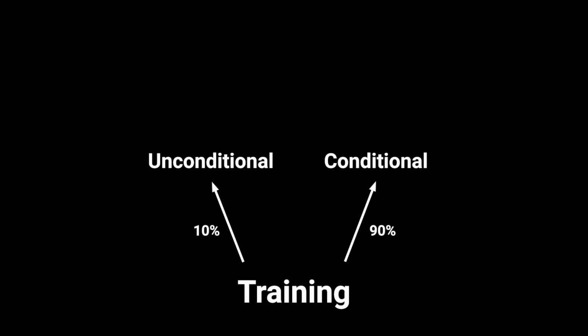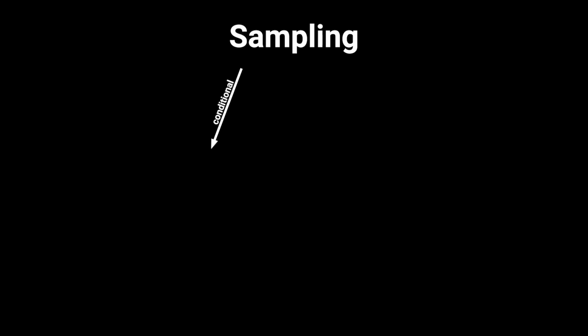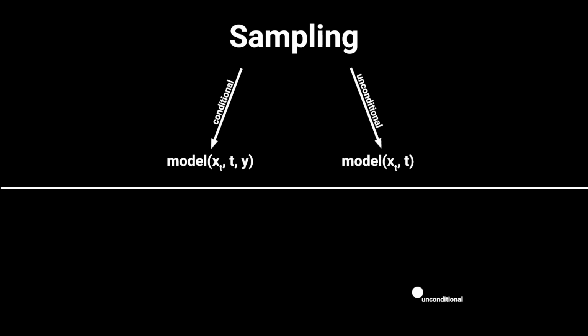Cool. Okay, so how does classifier-free guidance work? During training for like 10% of the time, we'll train unconditionally. That way the model learns to do both, conditional and unconditional sampling. And during sampling, we'll sample also both ways, but linearly interpolate away from the unconditional sample towards the conditional one. And we'll do that in every iteration.